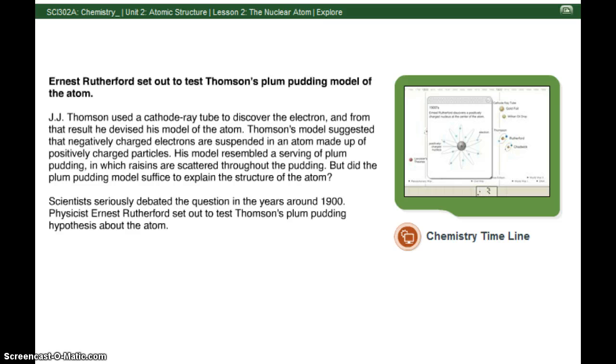Ernest Rutherford set out to test Thomson's plum pudding model of the atom. J. J. Thomson used a cathode ray tube to discover the electron, and from that result he devised his model of the atom. Thomson's model suggested that negatively charged electrons are suspended in an atom made up of positively charged particles. His model resembled a serving of plum pudding in which raisins are scattered throughout the pudding. But did the plum pudding model suffice to explain the structure of the atom? Scientists seriously debated the question in the years around 1900. Physicist Ernest Rutherford set out to test Thomson's plum pudding hypothesis about the atom.